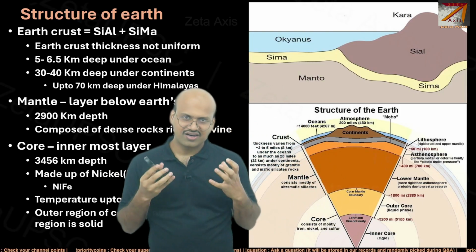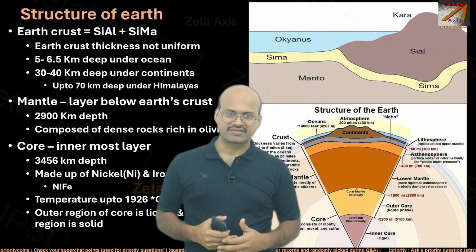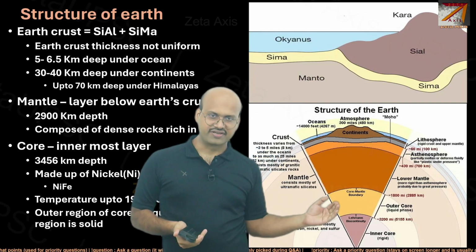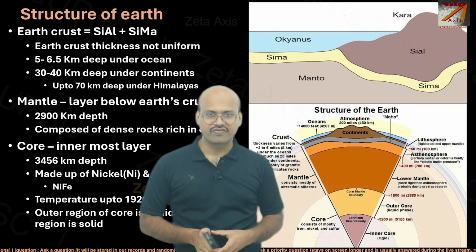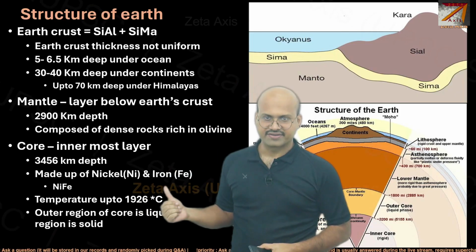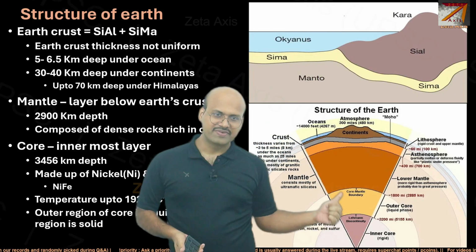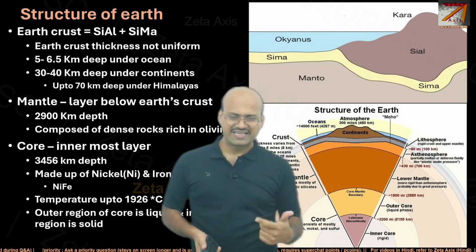When the earth started to cool down, the heavier elements went to the deeper parts. Why? Because they were heavier. That is why the core region has the heaviest elements, and that is why it is mainly formed of nickel and iron. Therefore it is called Nife. So the major elements of the core, both outer core and inner core, is Nife.